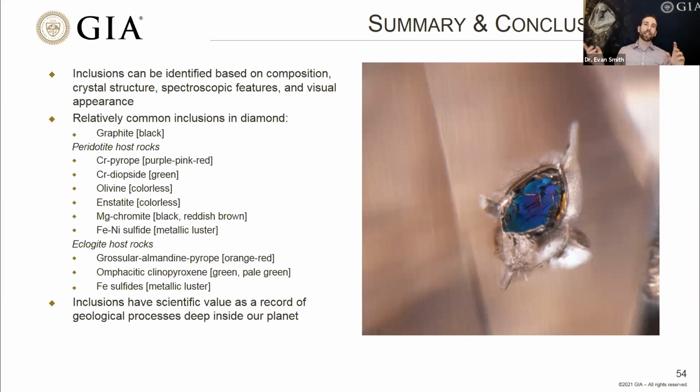The chrome dioxide that we see inside diamonds is sort of an oddity as inclusions, not as something that's going to be used as a gem material.